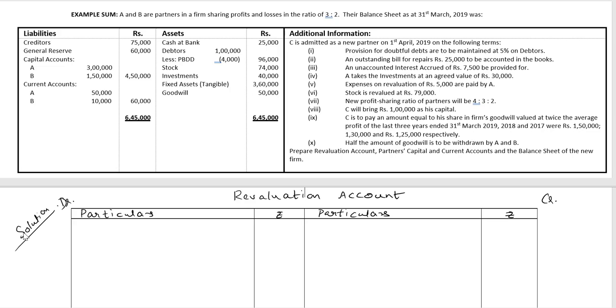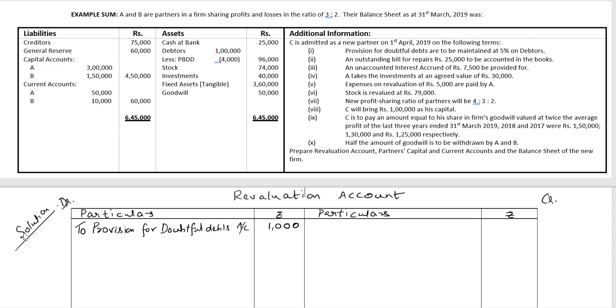We'll go to the first point. It says the provision for doubtful debts is to be maintained at 5% on the debtors. The debtors amount is given as 1 lakh rupees. 5% on that will amount to rupees 5,000. We have an existing provision for bad and doubtful debts of rupees 4,000. So the amount which we need to create further is rupees 1,000. I will debit that amount to the revaluation account. To provision for doubtful debts, 1,000 rupees.